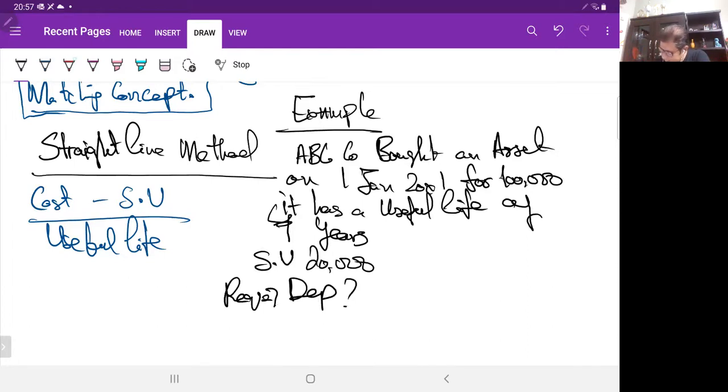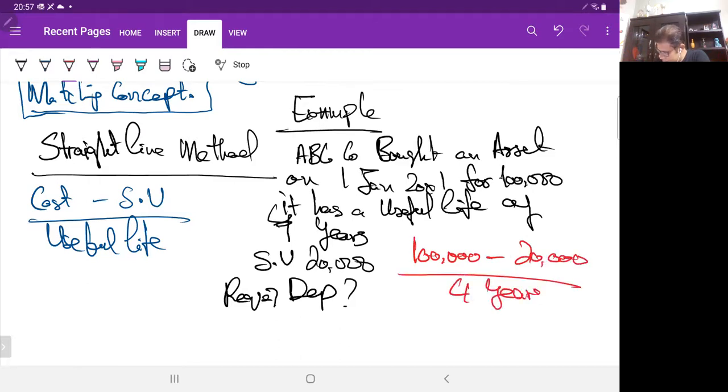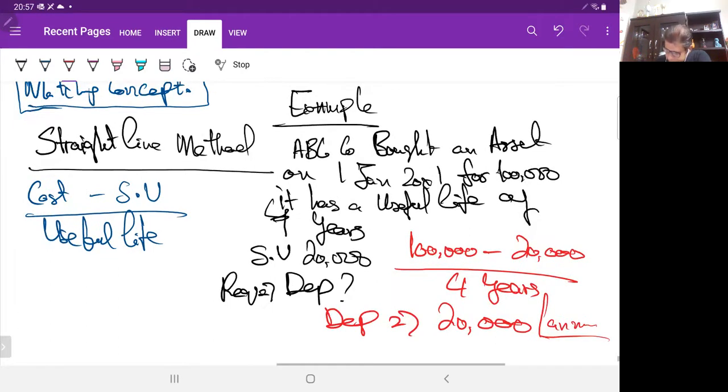Now, how we will do that? What was the cost? 100,000. What was the scrap value? 20,000. What is the life? 4 years. So, what is the depreciation? 20,000 per annum. Isn't it easy?